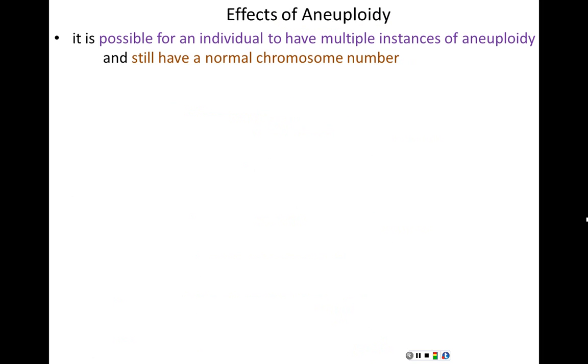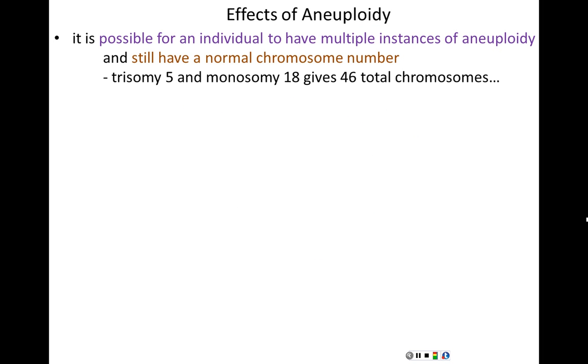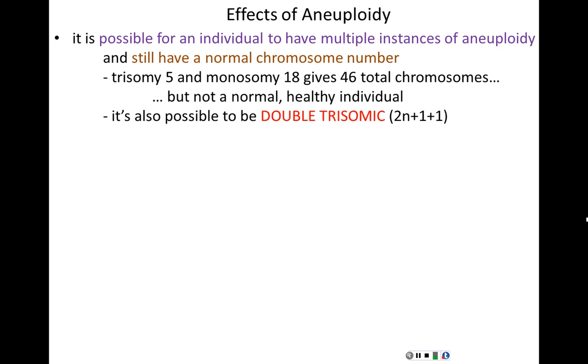Well, it's possible for an individual to have multiple instances of aneuploidy and still have 46 chromosomes. What? I just said that it was gain or loss, but stop and think about it for a second. Imagine you have monosomy of one chromosome pair and trisomy of another. Well, the trisomy is going to give you one extra, the monosomy is going to give you one less. You balance out to 46 total. But are you healthy? No, because your gene dosage is completely screwed up.